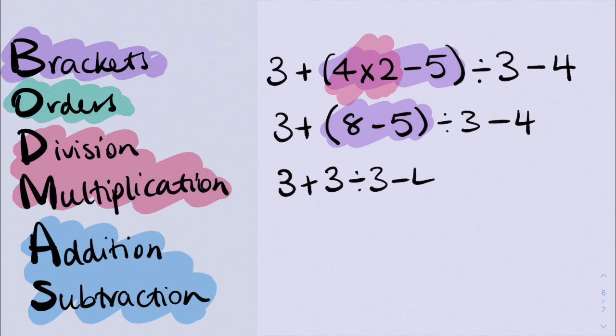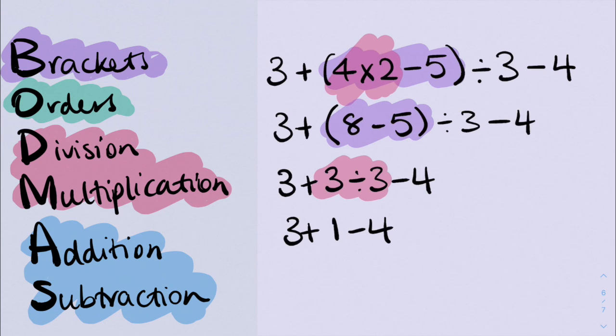So now we're going to move on to our next section of our BODMAS, which is our orders. And again, we don't have any orders in this equation, so we're going to move on to our division and multiplication. So we have this division here. So we're going to do that. So we have our 3 plus, and then we have 3 divided by 3, which equals 1. Then we have minus 4.